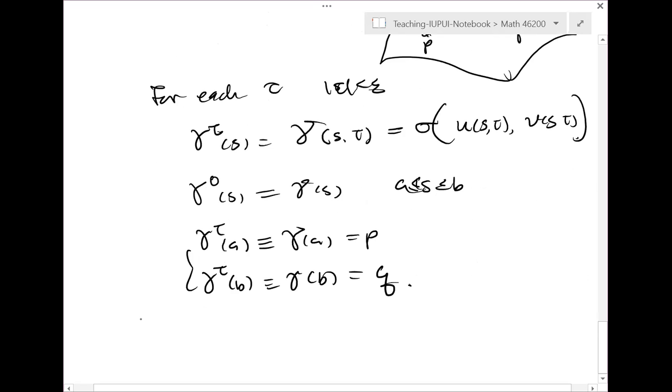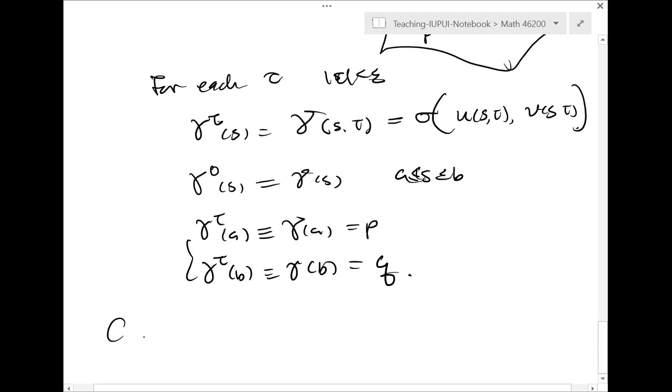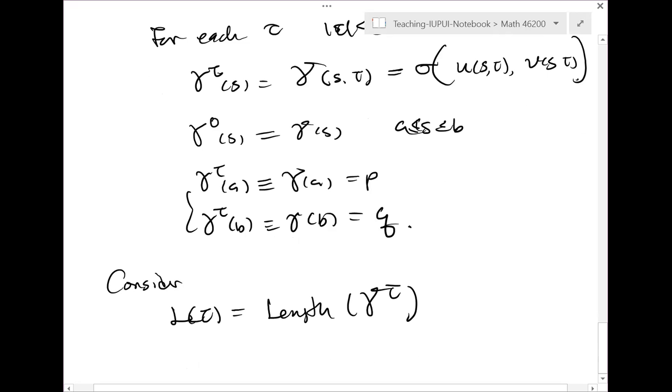So now I'm going to consider the length function. This is the length of gamma tau. Okay, so this is the length function. It depends on gamma, and here those are lots of curves. So the length is this, a gamma tau.